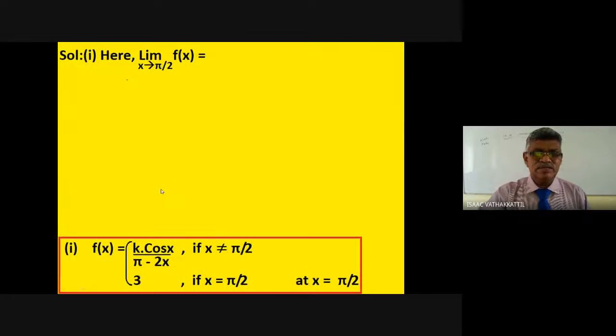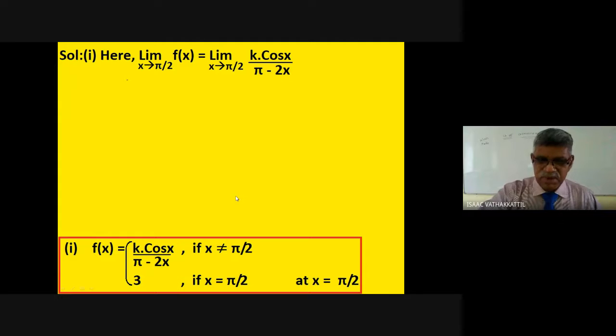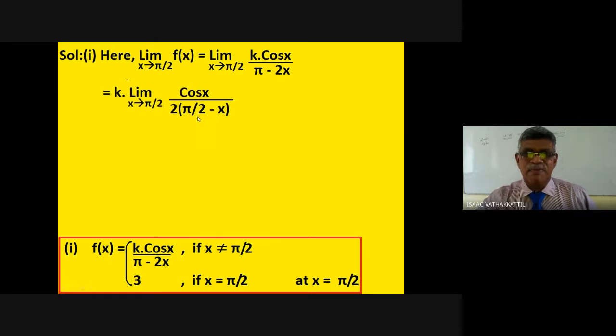So let's take the first one. Here, f(x) equal to k cos x upon (pi minus 2x) when x is not equal to pi by 2, and that is 3 at x equal to pi by 2. Let us take the limit as x tends to pi by 2 of f(x), that is the limit as x tends to pi by 2 of k cos x by (pi minus 2x). How do you evaluate the limit? Well, x tends to pi by 2. In the denominator, pi minus 2x, if I take 2 common out, I get pi by 2 minus x.